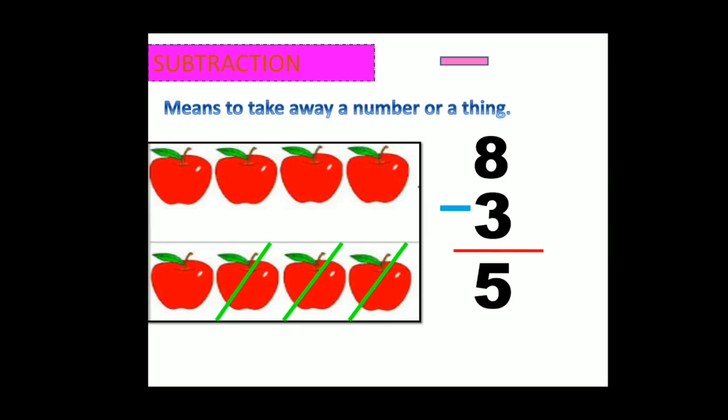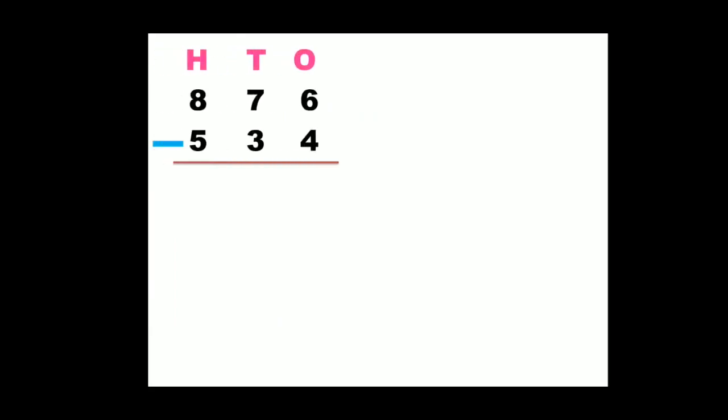Now let us take one more example to understand the terms used in subtraction. So we have 876 minus 534. Here 876 is known as minuend and 534 is known as subtrahend. We are going to solve this sum.